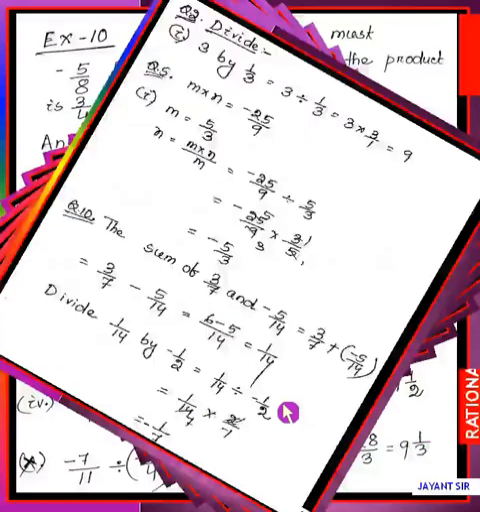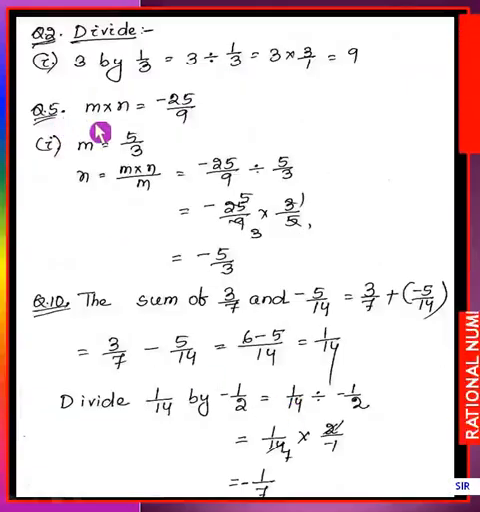Now children, next question. Question number 2, divide: part 1, 3 by 1 by 3. I am writing it in this format, 3 divided by 1 by 3, and this 1 by 3 we are going to make reciprocal, so 3 into 3 by 1 equals 9.